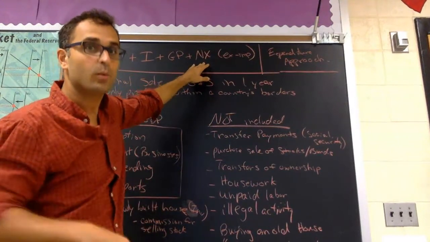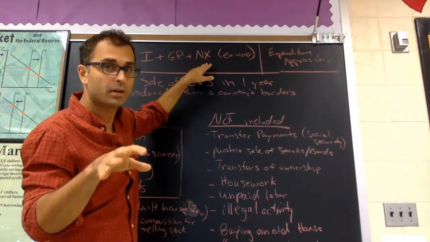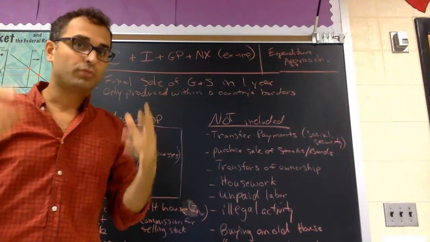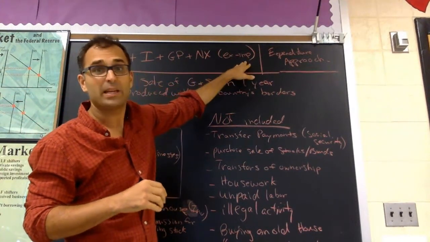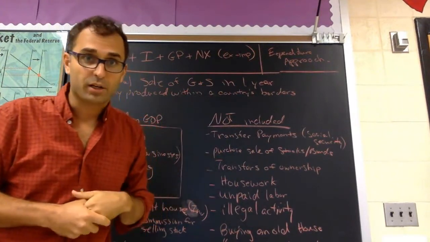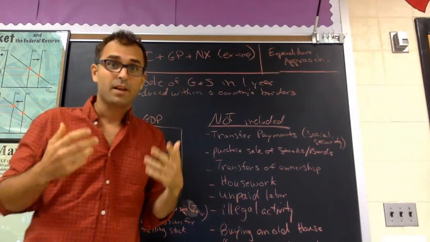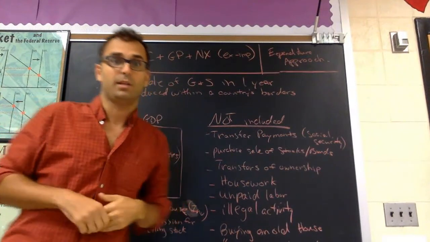In the US, we have a negative number. Richer countries tend to have a negative trade balance, because we export way less than we import. We import most of our goods from China currently. So therefore, we have a negative net exports. It reduces our total GDP.